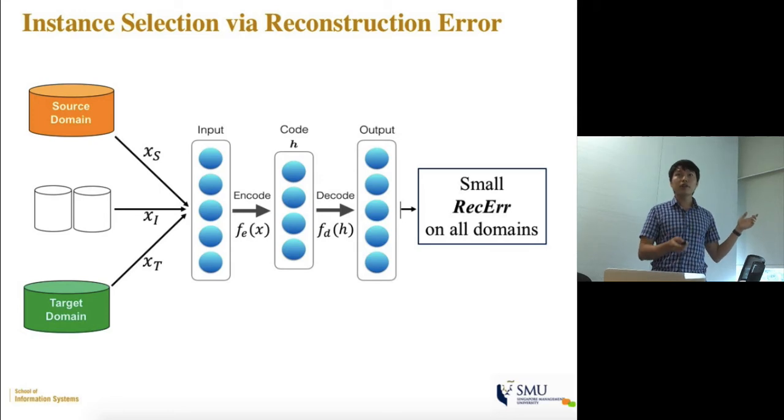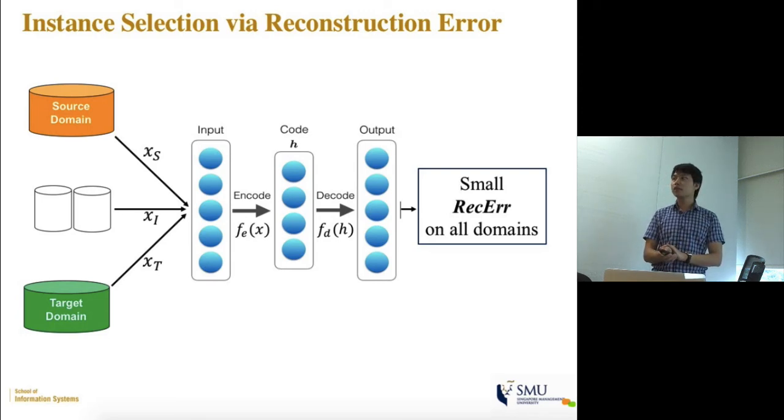So the autoencoder will return a reconstruction error whenever you feed it a new feature vector. And the idea of this paper is that one instance is helpful for the target task if you can actually learn the pair of encoder and decoder functions which induce small reconstruction error for all instances from all domains.